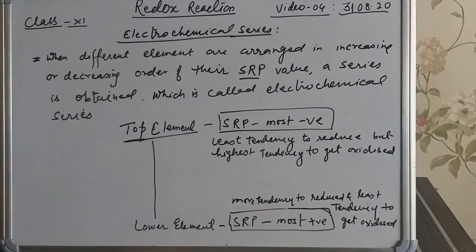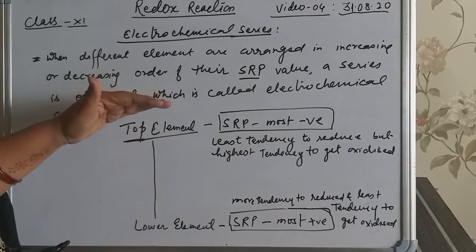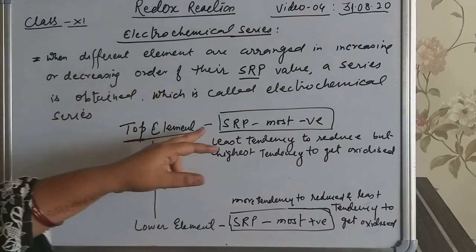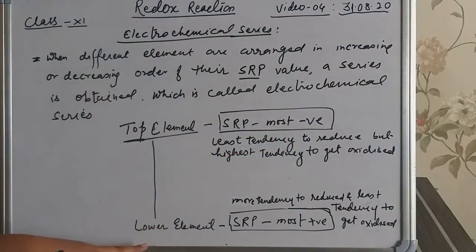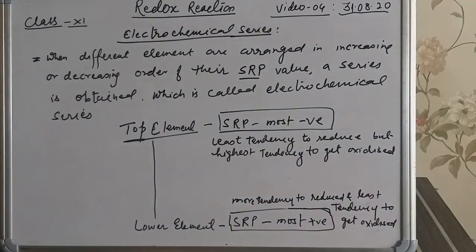So this is called the electrochemical series, where all the elements are placed in the series. Top elements have most negative SRP and lower elements have most positive SRP. Most negative SRP means these elements have less tendency to get reduced but highest tendency to get oxidized, meaning tendency to lose electrons. And lower elements, whose SRP is most positive, have more tendency to get reduced but less tendency to get oxidized.